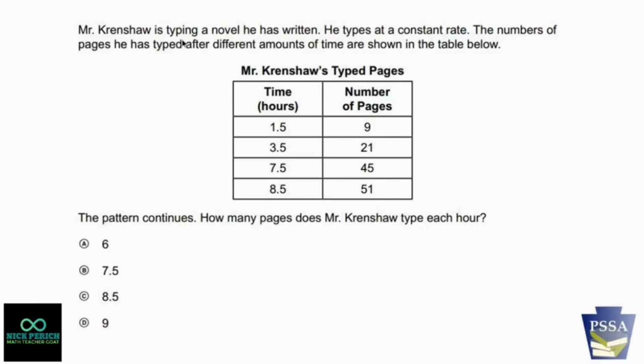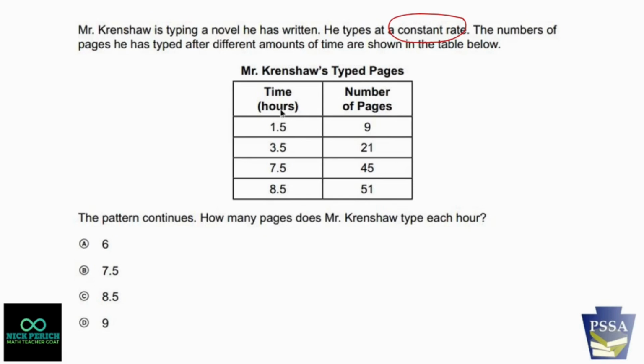Mr. Crenshaw is typing a novel he has written. He types at a constant rate. Now, constant rate means whatever he types at, it stays that way. So if it's 50 pages a day, it's always 50 pages a day. The number of pages he has typed after different amounts of time are shown in the table below.